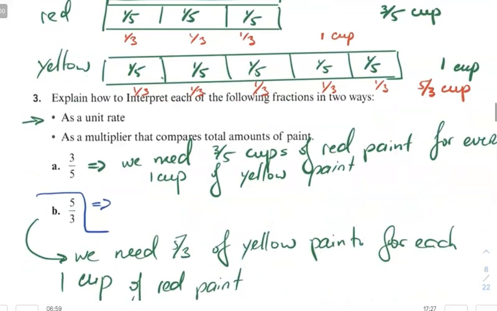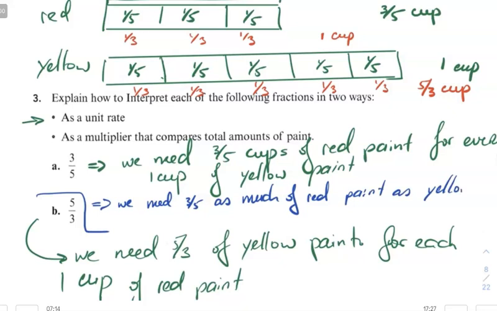So let's try to interpret that here. So 3/5 will then become that we need 3/5 as much of red paint as yellow paint. Or here we need 5/3 as much of yellow paint as red paint.